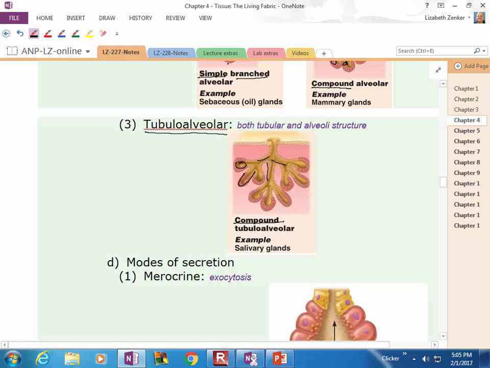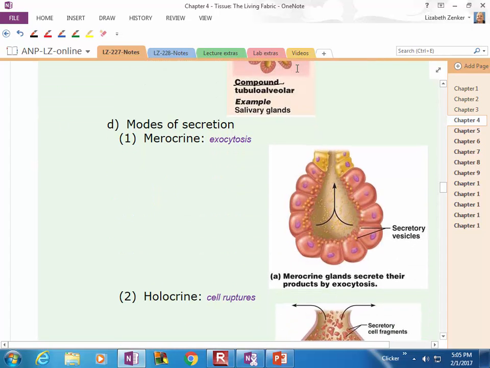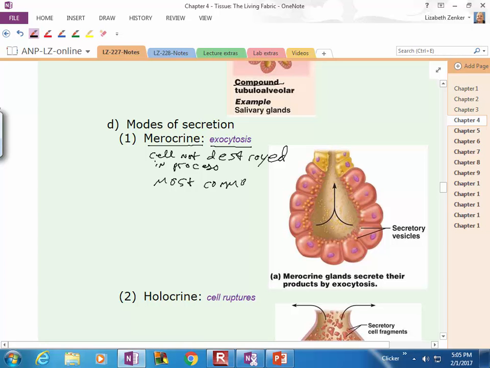Let's see, what else? Modes of secretion in the exocrine system, right? So we're still talking about exocrine here. So we could have a merocrine. These function through exocytosis. So the cell is not destroyed in this process. Cell not destroyed probably means we're going to learn about one that is, right? It is the most common type, merocrine. And an example would be a sweat gland.